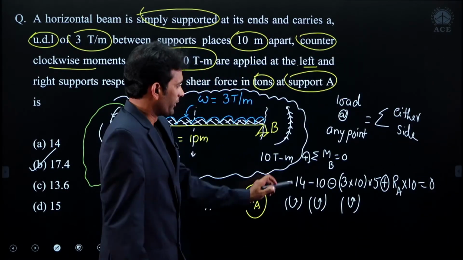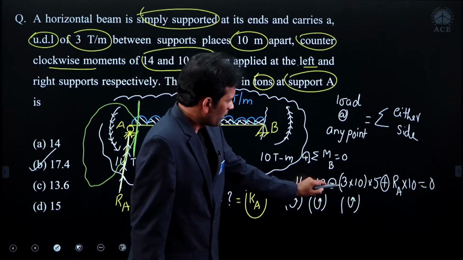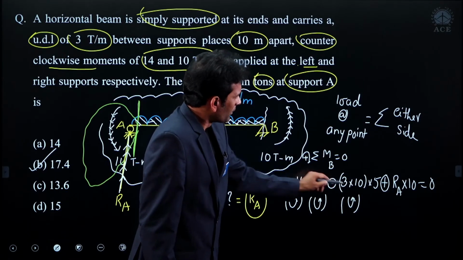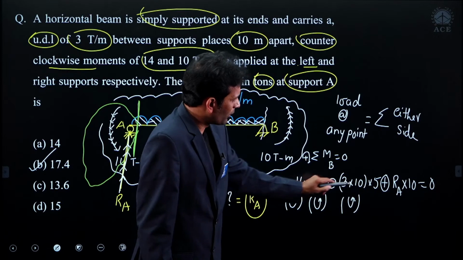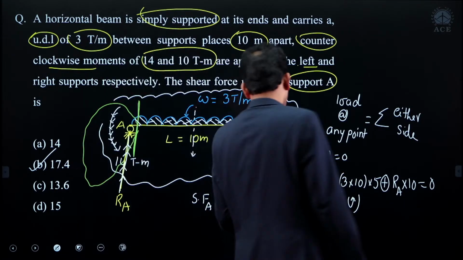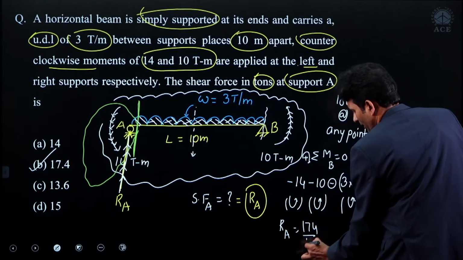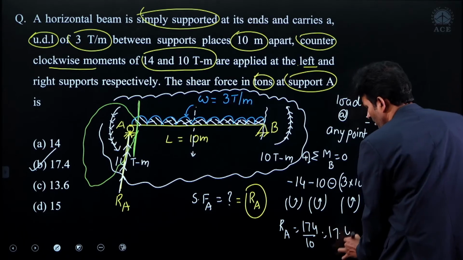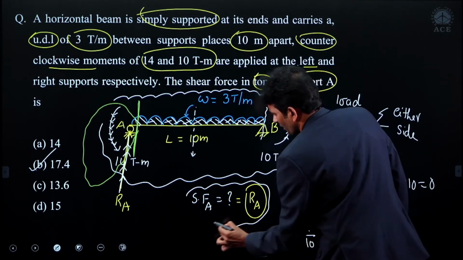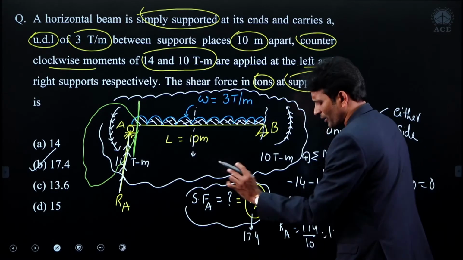That's it. If you solve this one, -4, -10, -24, -150, -174. Taking it to the other side, 174 equals RA into 10, so RA equals 174 divided by 10. RA equals 17.4. So what we required? Shear force. Shear force at A should be equal to RA. How much did RA come? 17.4.